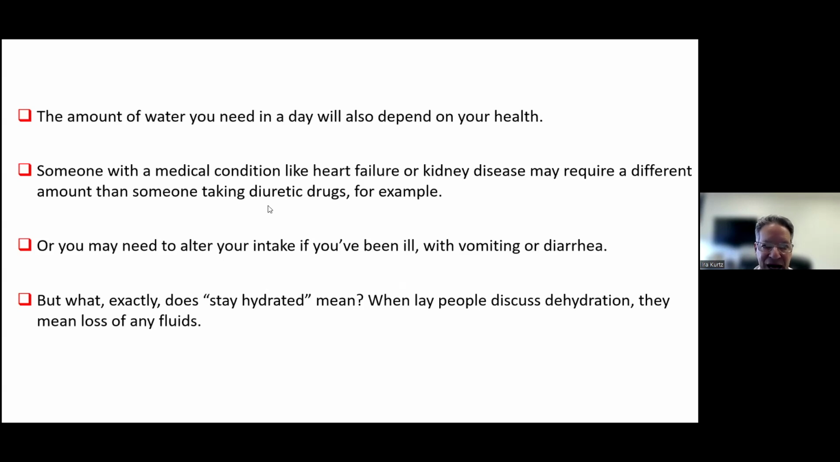Whereas someone taking a diuretic who's peeing a lot more, their total body water won't be 42. It'll decrease unless they increase the intake. But their thirst mechanism will tell them to drink more. They don't have to try to match what the diuretic is doing. Or you may need to alter the intake if you've been vomiting or have diarrhea. There you have a gastrointestinal loss of water, and you'll get dehydrated unless you match it with an increased intake. But again, you'll be thirsty unless you have something else going on.